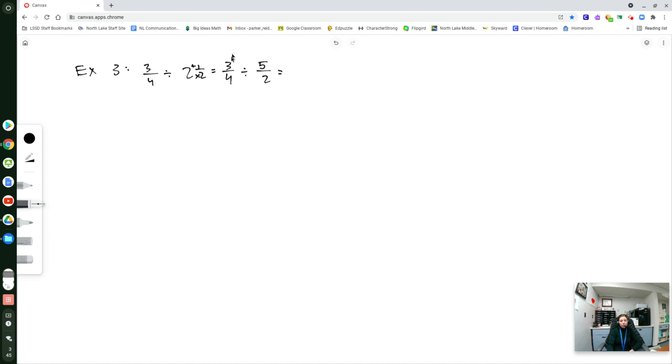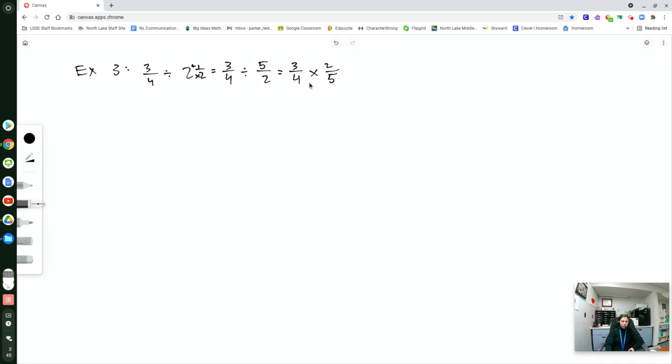Now we're ready to keep, change, flip. Keep the first fraction the same. Keep 3/4 the same. Change to multiplication, and then flip the second fraction. Use its reciprocal. So now it's going to be 2/5. Now we're ready to look for cross canceling. This diagonal here, I have a 3 and a 5. It's like I'm trying to simplify 3/5. I cannot simplify 3/5. There's nothing that's going to fit into both of those besides 1.